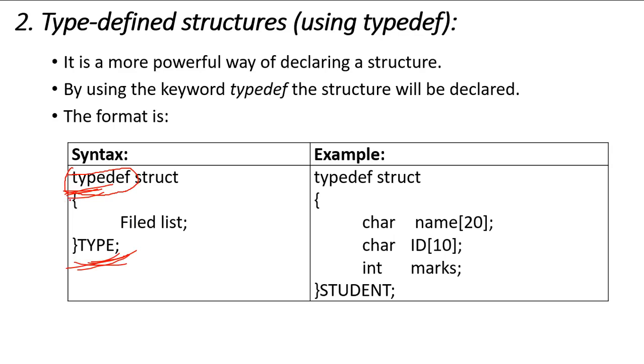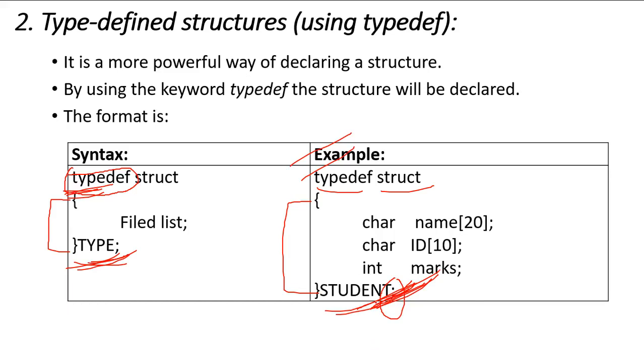And like your tagged structures, here also in typedef structures the fields must be specified between the opening and closing curly brackets. Here is an example I have taken, the same student structure. As you can see, we are using two keywords to declare this typedef structure. The first keyword is typedef, then struct, then curly brackets, and at the end we are specifying the type name. This is nothing but your tag name, student. And at the end we are using the semicolon as well.